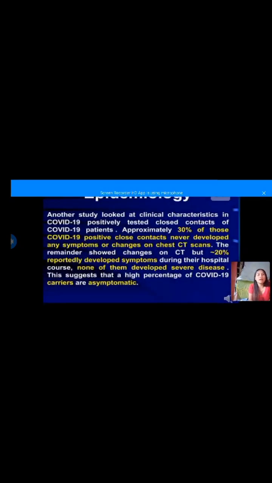Another study looked at clinical characteristics in COVID-19 positively tested close contacts of COVID-19 patients. Approximately 30% of those COVID-19 positive close contacts never developed any symptoms or changes on chest CT scan. The remainder showed changes on CT, but 20% reportedly developed symptoms during their hospital course. None of them developed severe disease. This suggests that a high percentage of COVID-19 carriers are asymptomatic.